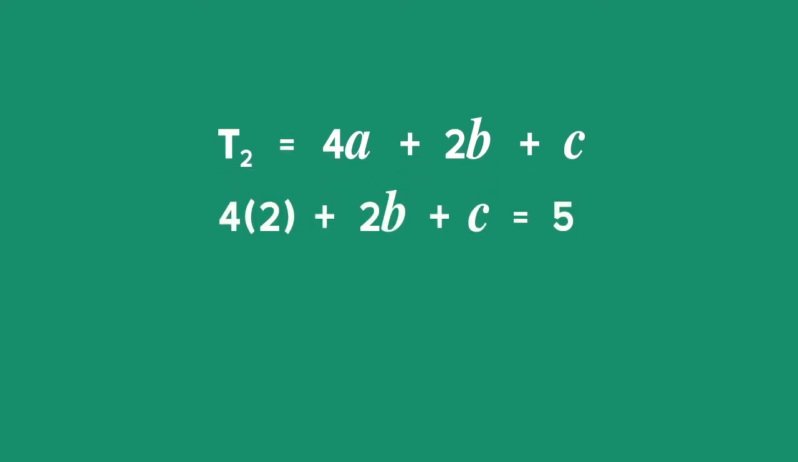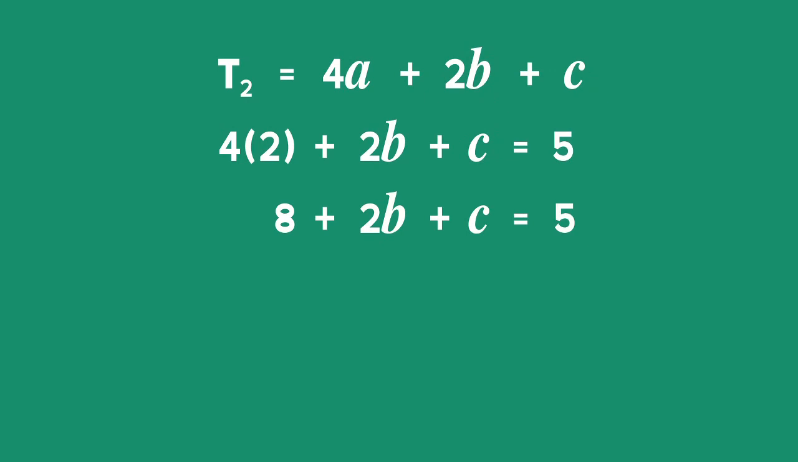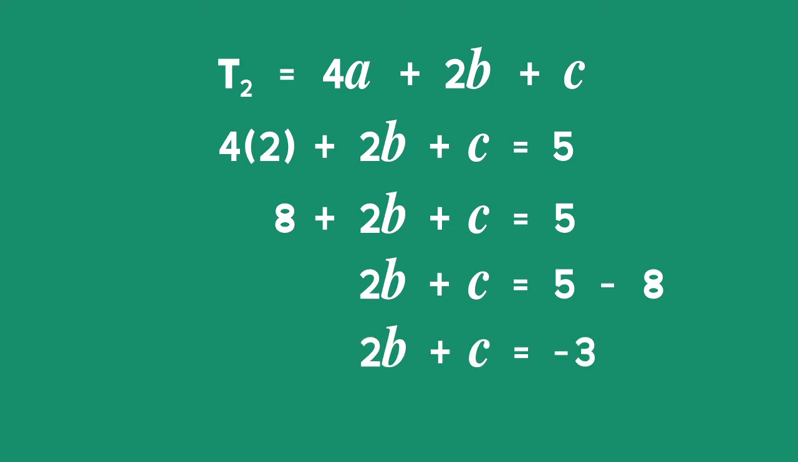We now move on to term 2, which has the value 4a plus 2b plus c, and we can see that term 2 also has a value of 5. Therefore, 4 times a, which is 2, plus 2b plus c is equal to 5. Simplifying further, 8 plus 2b plus c is equal to 5. So 2b plus c is equal to 5 minus 8, which is negative 3. We call this equation 2.